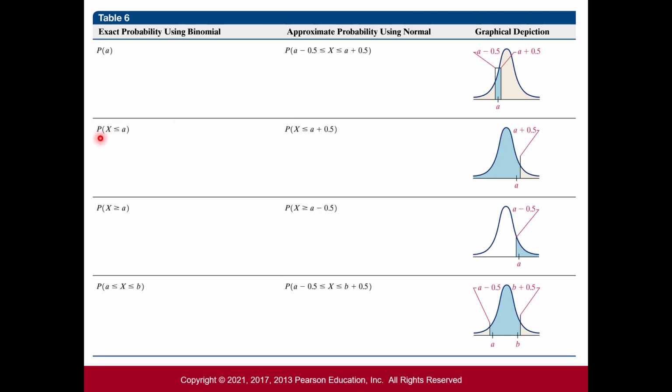If we want the probability that x is less than or equal to a number, we add 0.5 to that number. If we want the probability that x is greater than a number, we subtract 0.5 from that number. And if we want the probability that x is between two values, we subtract 0.5 from the smaller number and add 0.5 to the bigger number and compute that probability. In other words, that area between those numbers.